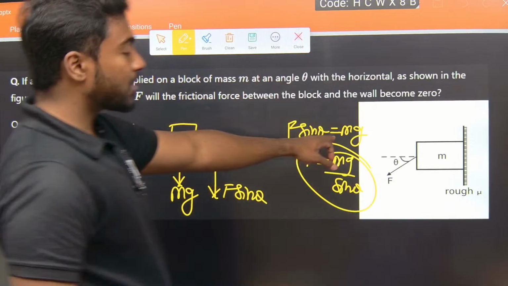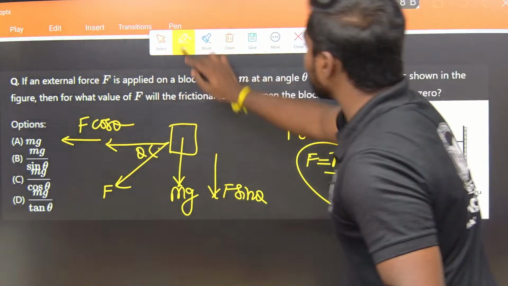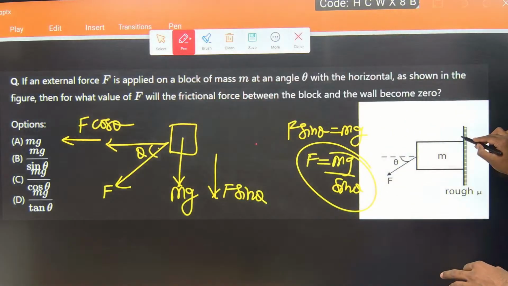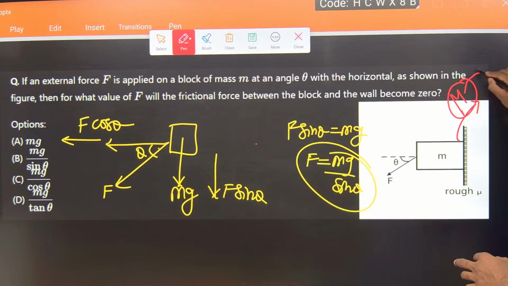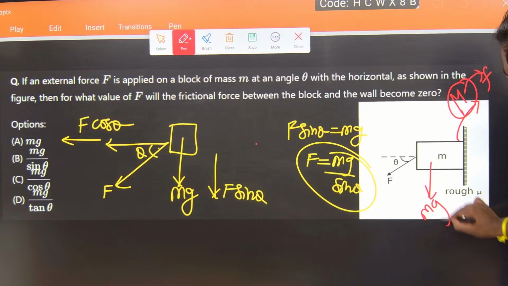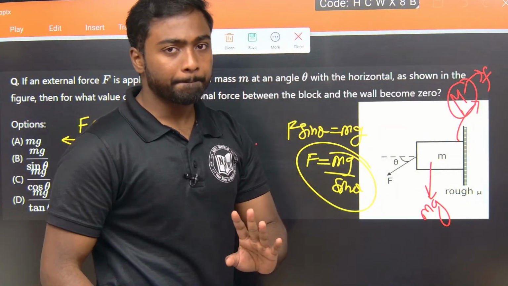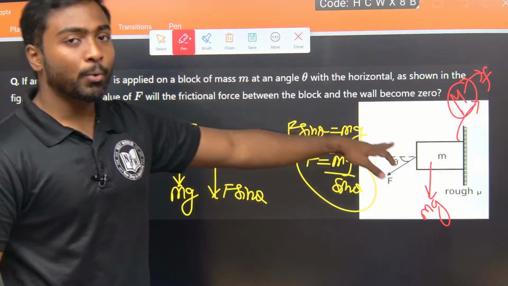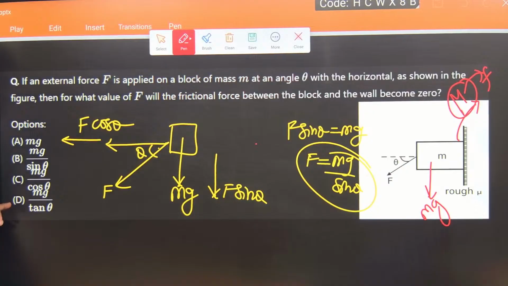Why have I taken mg? Because if I take the frictional force here, with mu, I can assume a frictional force is there. The block is at rest, they have said, which means mg and the frictional force should be equal. That's why I have taken F sin theta equals mg. So F will be equal to mg by sin theta. Option B is the correct answer.